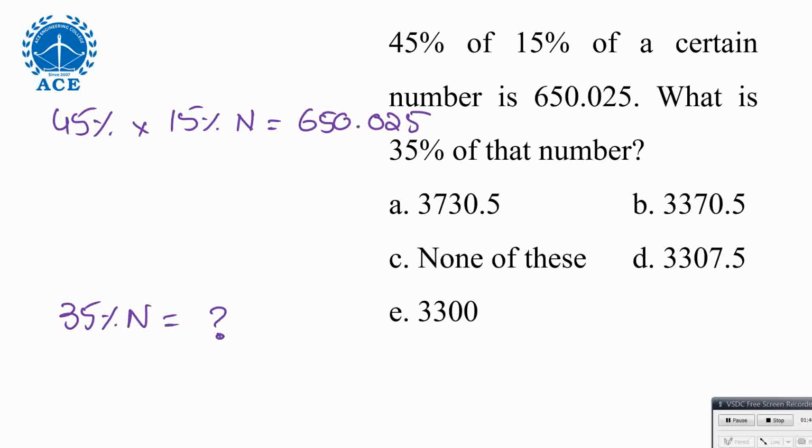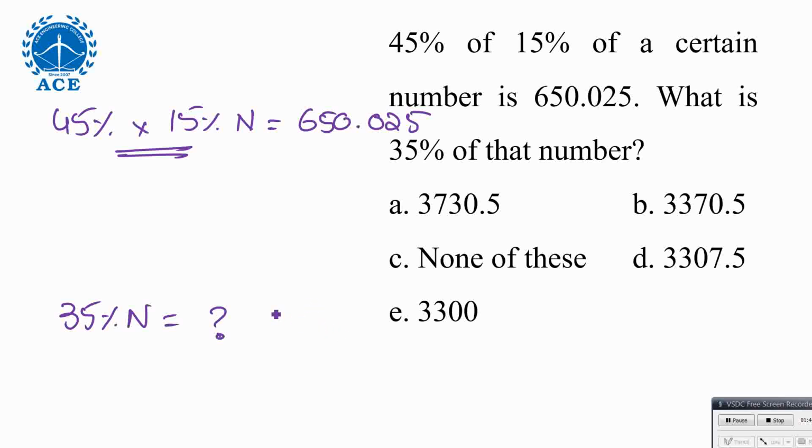First, don't calculate n and then calculate 35% of it; that's a waste of time. Directly focus on 35% of n. You know 1% means dividing by 45 and 15, right? 35% is 35 times that. If you want 1% of n, divide n by 45 into 15. If you want 35% of n, multiply with 35.